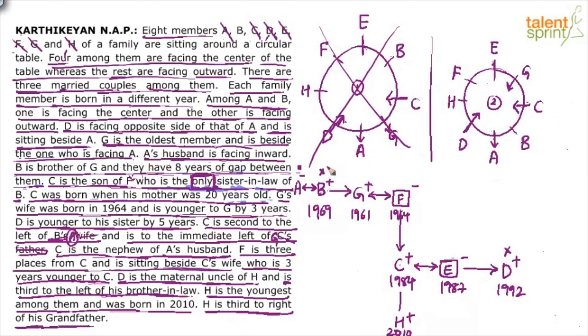Done. A's husband is facing inward. We had marked, right? B is facing inward. So done. G, C, B, D are facing inward. So obviously the remaining will be facing outward. E faces outwards. F faces outwards. H also faces outwards. And genders and relationships you know anyway. So done. Who are the 4 persons facing inward? D, B, C, G. Who are facing outwards? H, F, E and A.